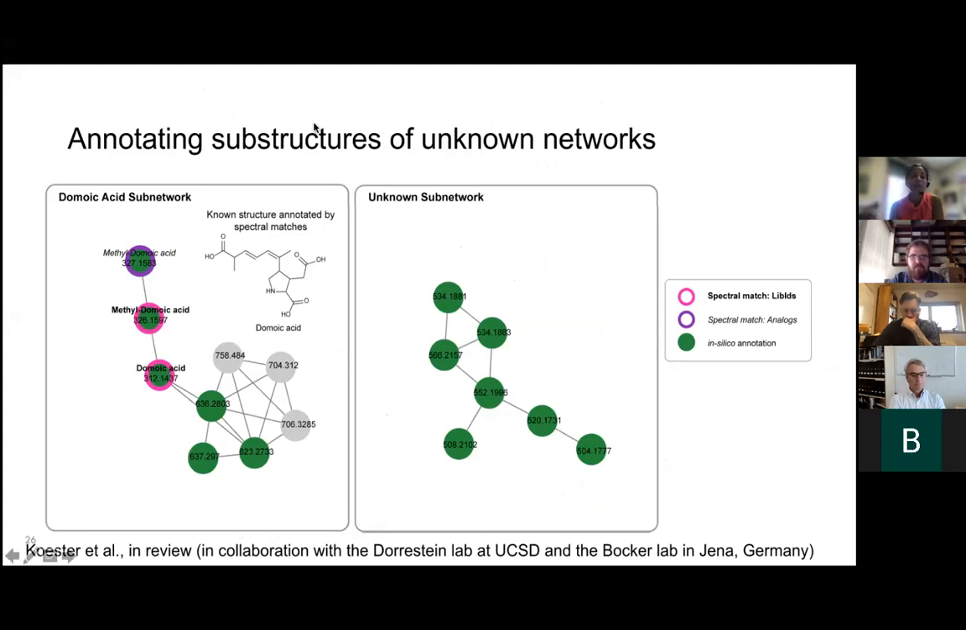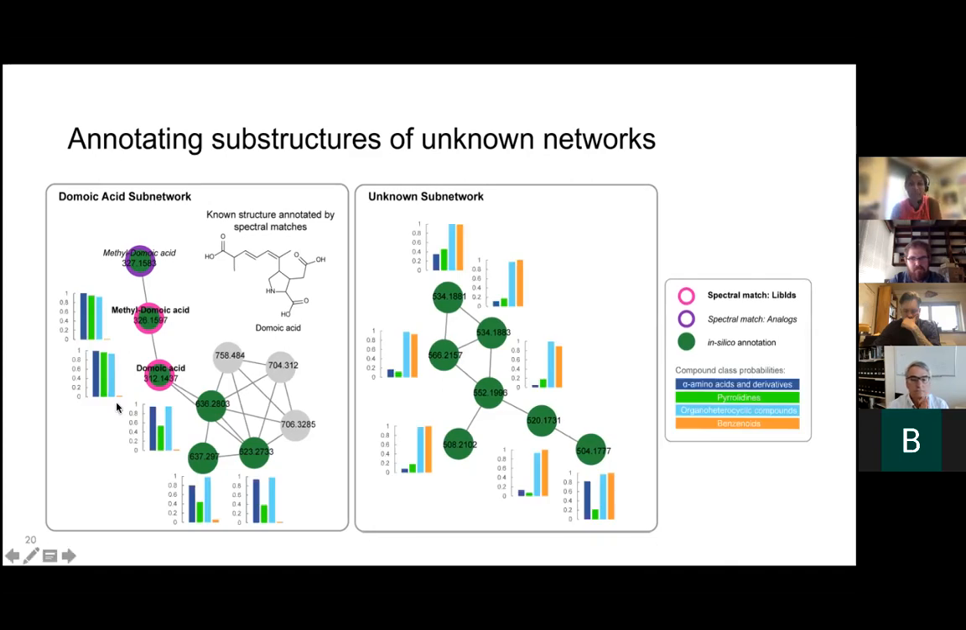So we can start with something that's known. As I said, we have two library hits in this subnetwork and an analog hit. Here's the known structure. And then you have some compounds for which you have the masses, but you don't know really anything about it. And so you can use some of our informatic techniques, and just focus on the domoic acid network for now. And you can learn a few things.